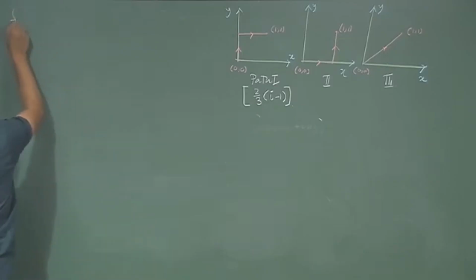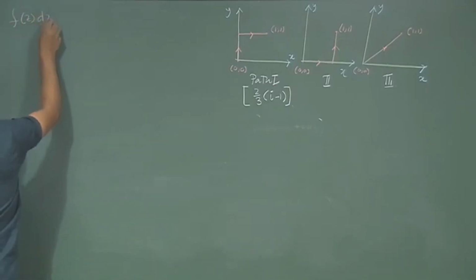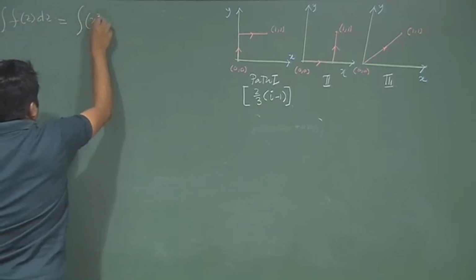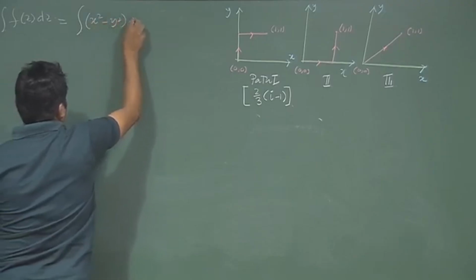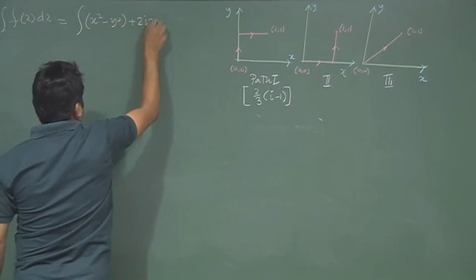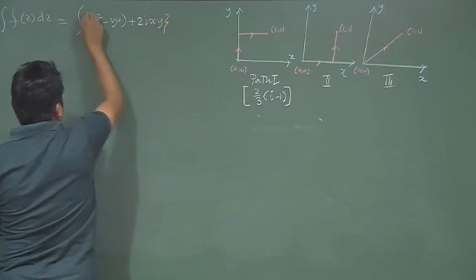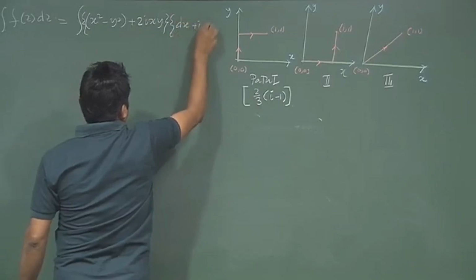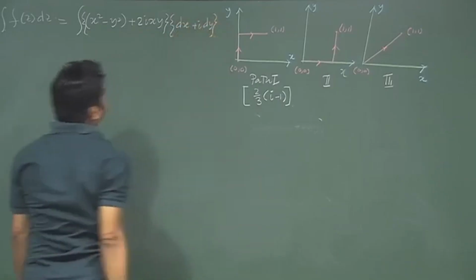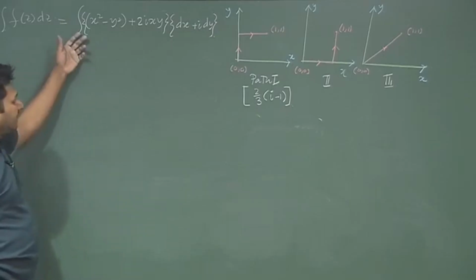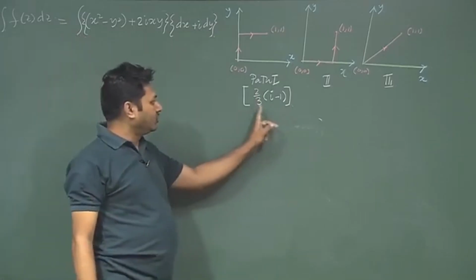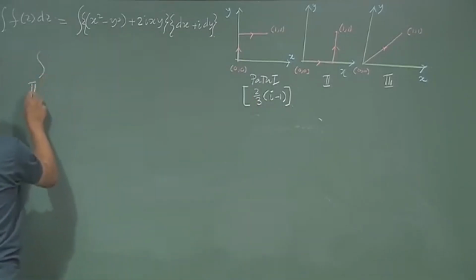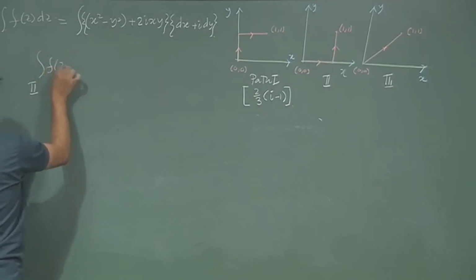So, my integration of f(z) dz comes out to be the integral of (x square minus y square plus 2i xy)(dx plus i dy). This is the total integration I need to evaluate. Path 1 I have already evaluated, it is 2 by 3 (i minus 1). Now, what about path 2? So, integration 2, which is path 2.